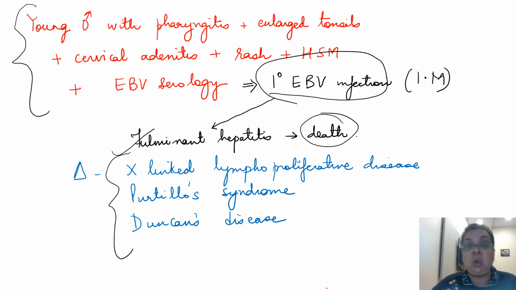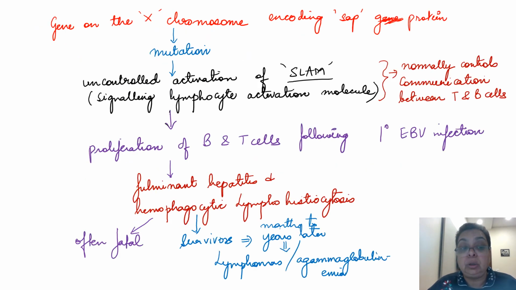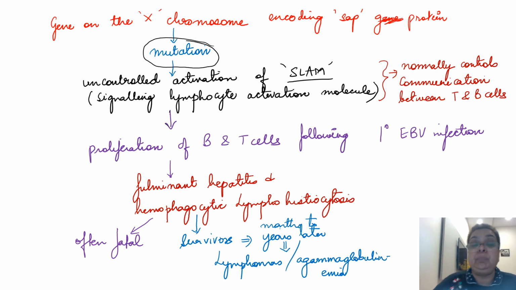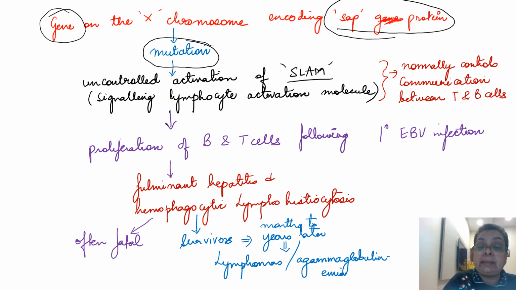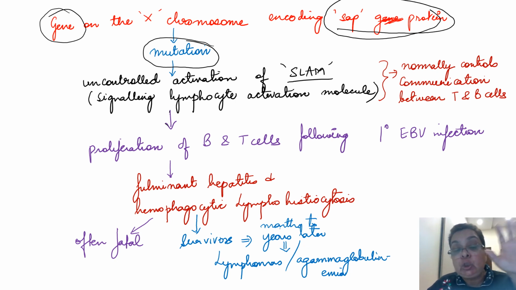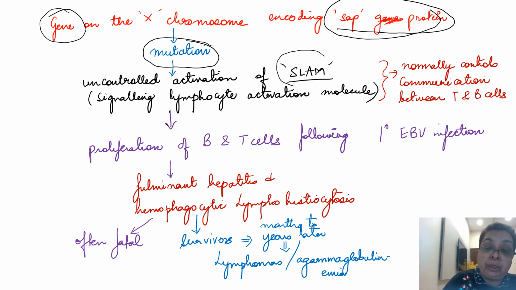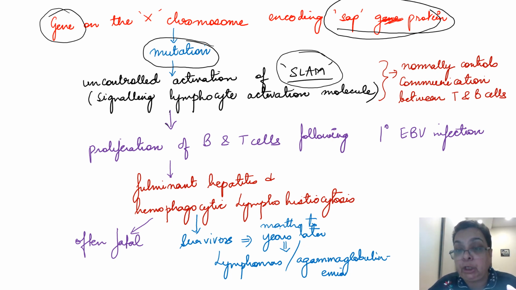That's our diagnosis. All these are synonyms for this severe condition which often leads to the death of the male child. So what is this? This condition is due to a mutation on the X chromosome in the gene encoding the SAP protein. SAP protein is controlling the SLAM protein. What is the SLAM protein? Signaling lymphocyte activation molecule.